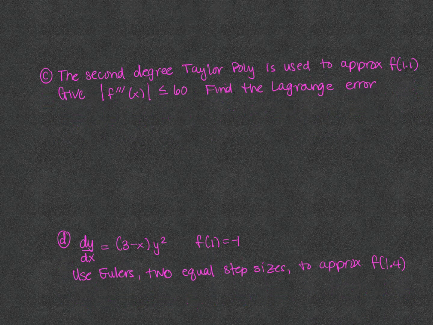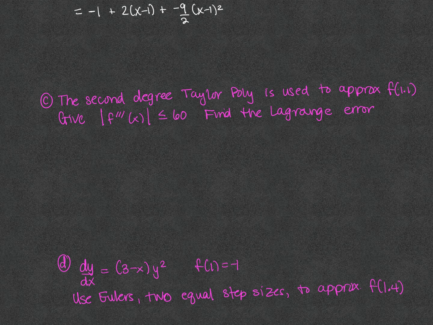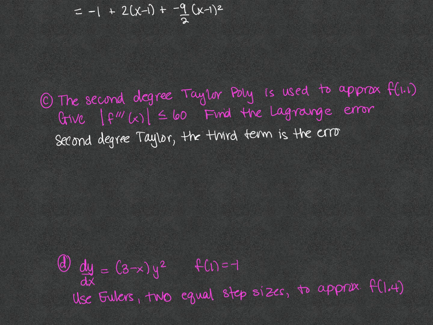Okay, so we have our second degree Taylor polynomial, and it's used to approximate f of 1.1. So since this was a second degree Taylor polynomial, we know the error will be with the third term. And it's not really the third term, it's maximizing. So maximizing the third term.